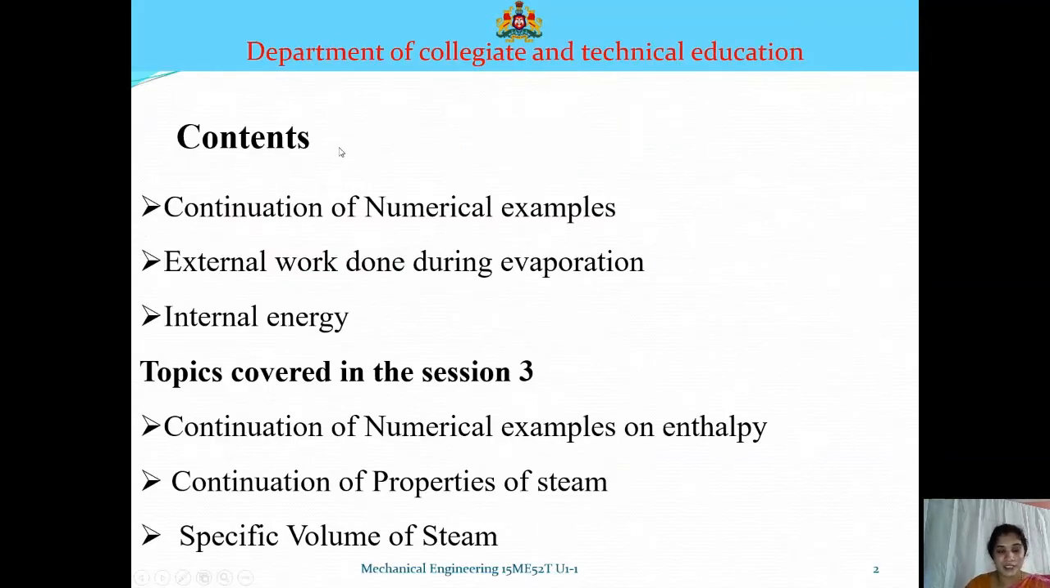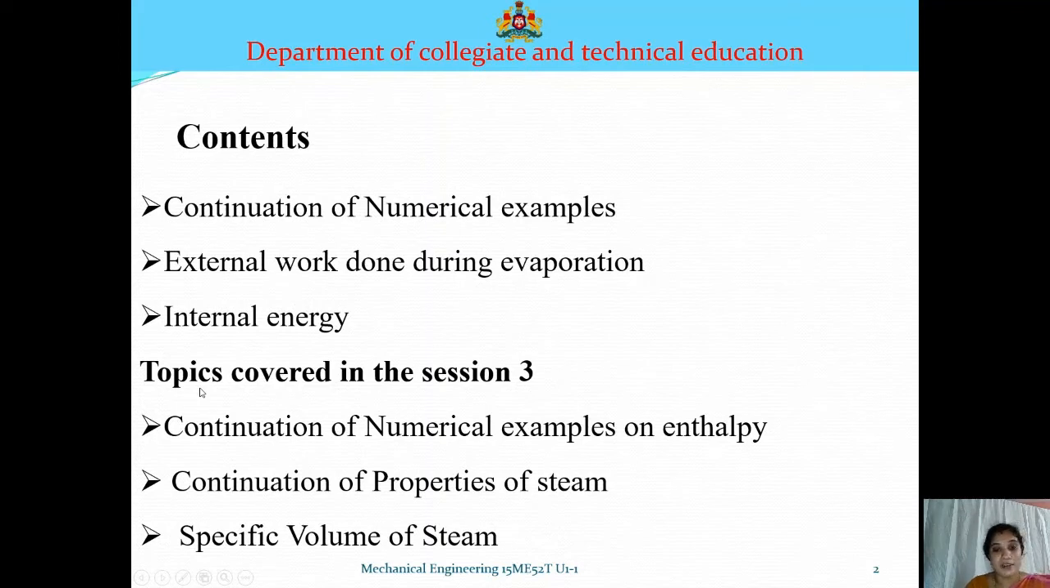In today's session, I'm going to explain the numerical examples on specific volume and how to find out the condition of steam. Secondly, let us try to understand the external work done during evaporation process and the mathematical expression for it and numerical examples involved in it. And thirdly, I would like to explain the definition of internal energy, and if time permits, let us solve a problem on it.